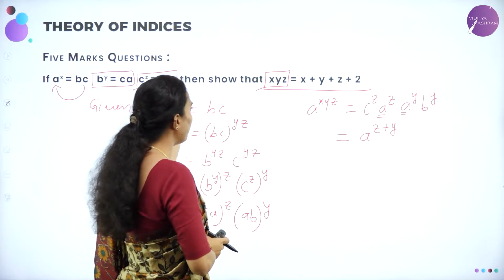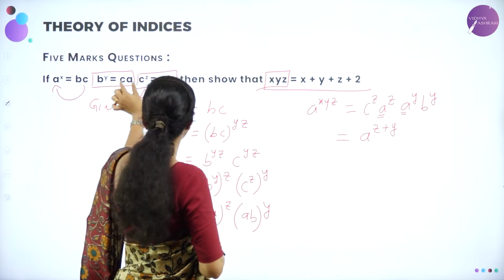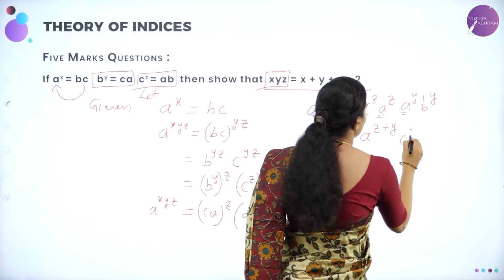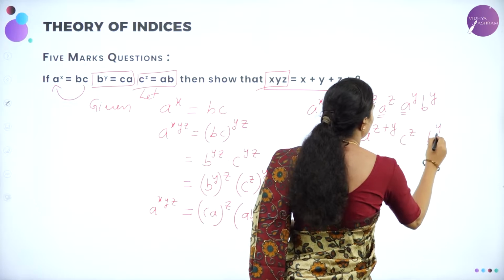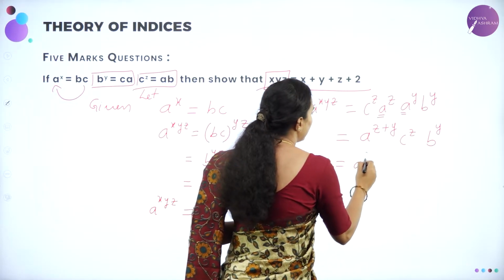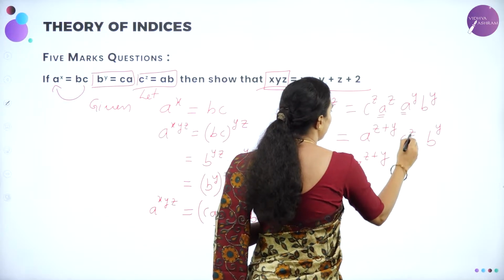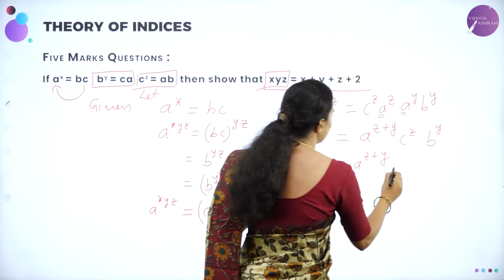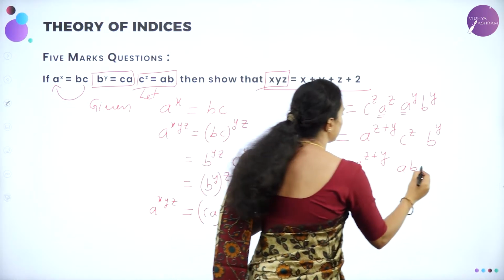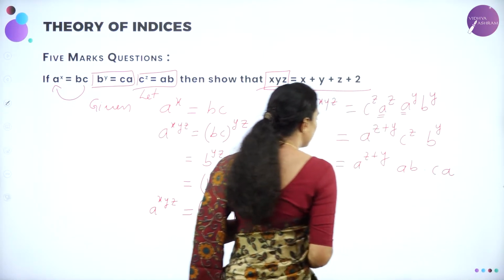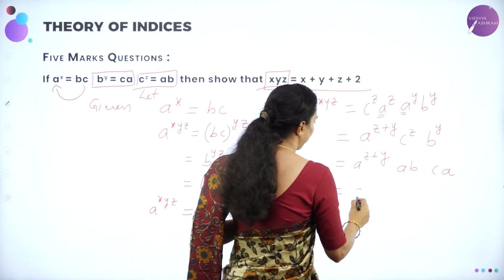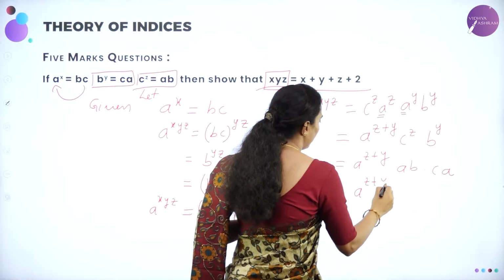So a power z plus y, you know already, c is nothing but AB, and then B power Y is nothing but CA. So I am going to write that one. C power Z here and B power Y here. So what will it become? A power Z plus Y, C power Z is AB, into, and then B power Y is CA. So therefore this will be A power Z plus Y.